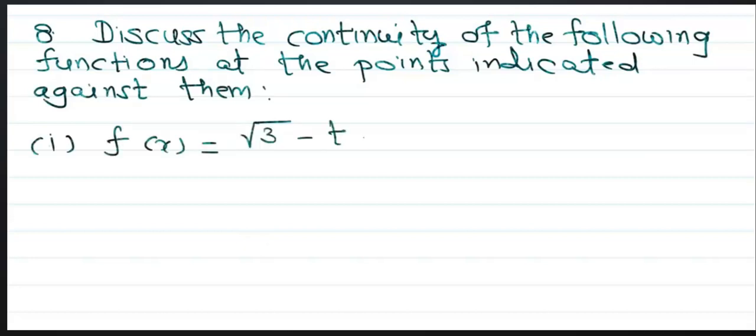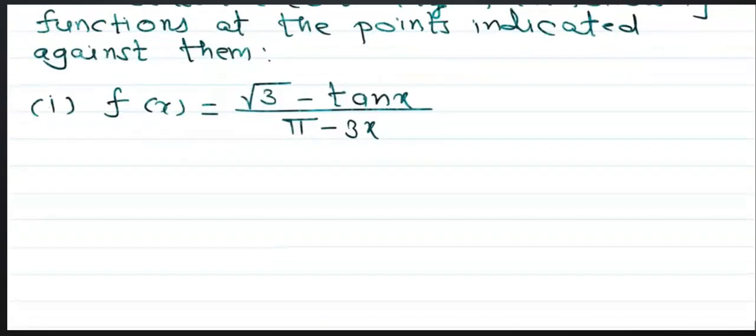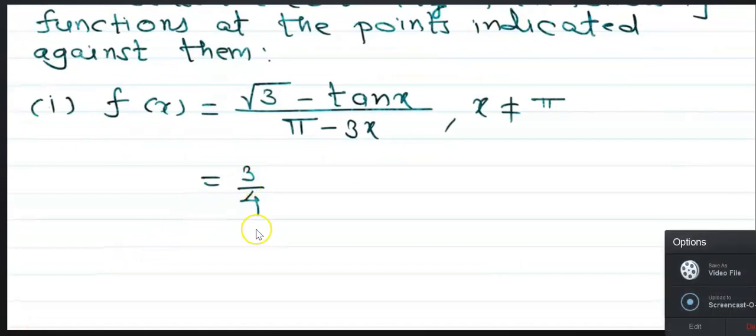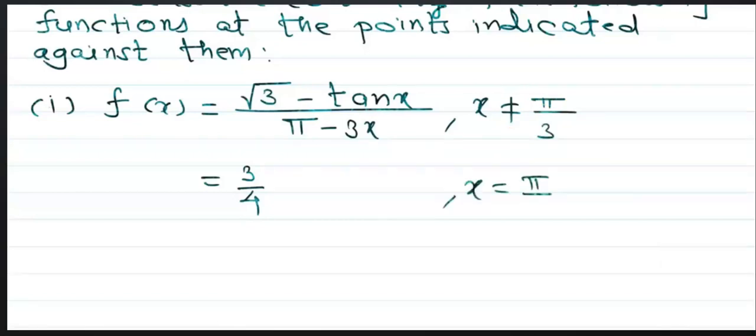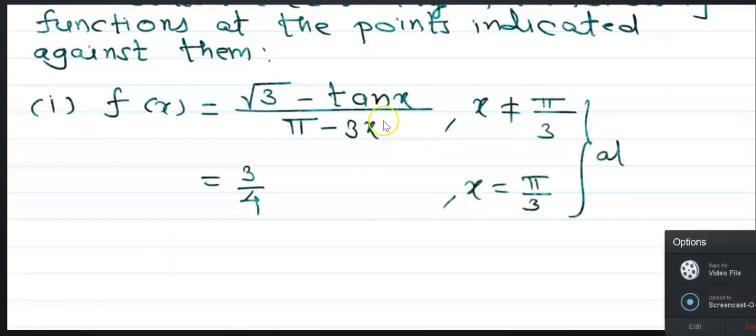That is, f of x is equal to (root 3 minus tan x) upon (pi minus 3x), and that is equal to 3 by 4 for x not equal to pi upon 3, for x equal to pi by 3. It means that we have to check the continuity at x equal to pi by 3.